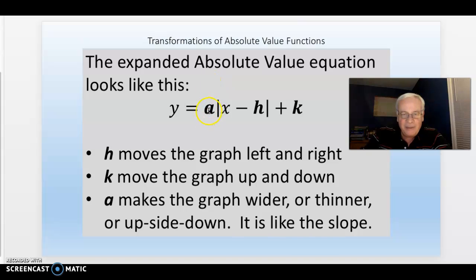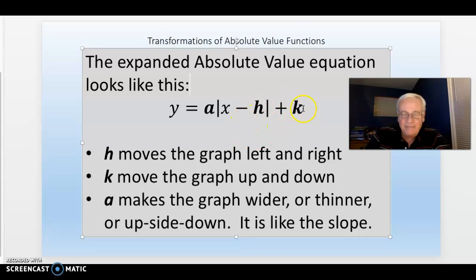And in front of here, we put an a. You remember, a is kind of like the slope. All right? We talked a little about this before. The h moves the graph left and right along the x-axis. But because this is a negative, you see that right there in the formula? It's a negative. It's kind of the opposite of what you think. In other words, if this says x -2, you move it to the right 2. If it says x +2, you move it to the left 2. All right?